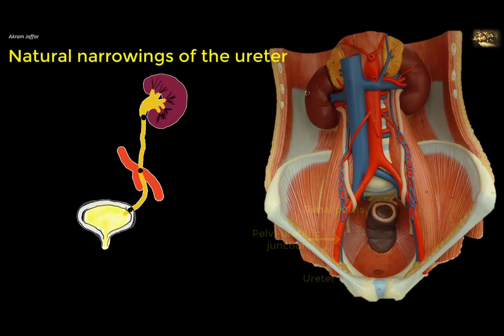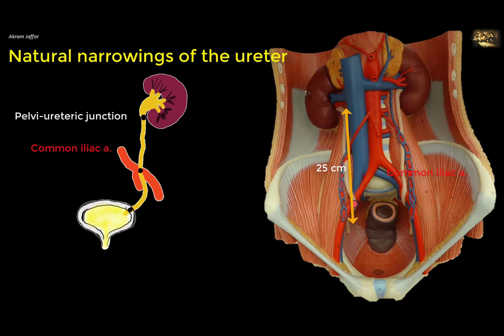Look at the ureter here. It's about 25 centimeters in length. It starts at the pelvic ureteric junction, which is a site of natural narrowing of the ureter, and then as it crosses the site of bifurcation of the common iliac artery, it gets kinked, and this is another site of narrowing. And then as it passes into the wall of the urinary bladder, because it is surrounded by smooth muscle fibers and it has an oblique course within the wall of the bladder, this is the third site of narrowing of the ureter. You would expect that if there is a ureteric stone, then most likely the stone will get impacted in one of these three sites.